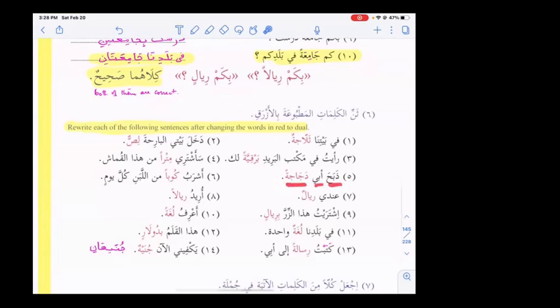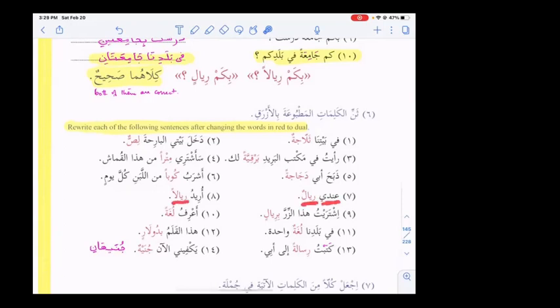This is mafulun bihi. Ashrabu kuban. I drink min al-labni kulla yawmin, I drink 1 cup every day. No, I don't drink 1 cup. Ashrabu kubaini, 2 cups, min al-labni kulla yawmin. If you can write it yourself, that will be nice. So now here is riyalun. So what will you say in the riyalani?